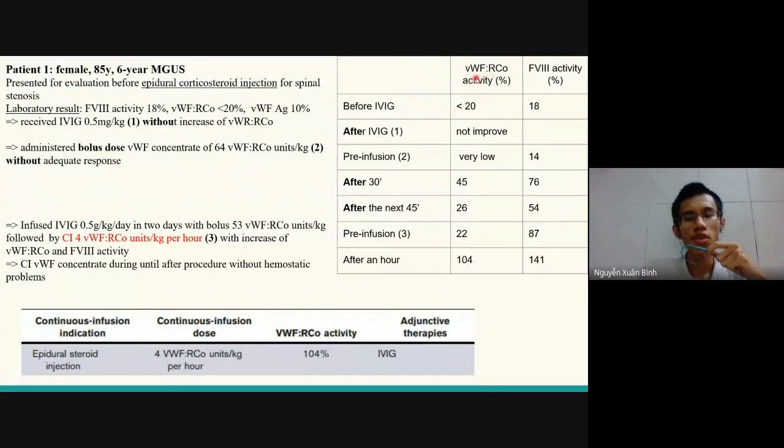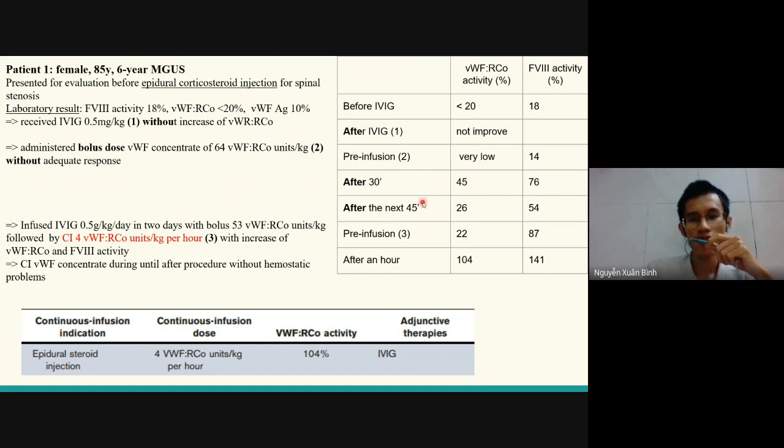This shows the von Willebrand ristocetin cofactor activity and factor VIII activity. When she came to the hospital, the laboratory results showed von Willebrand was below 30% and factor VIII was 18%. They gave her intravenous immunoglobulin, but the von Willebrand activity did not improve, so they decided to give her a bolus dose of 64 units per kilogram. This is before the infusion, but after 30 minutes there was an increase from very low to 45% von Willebrand factor activity, and also an increase of factor VIII.